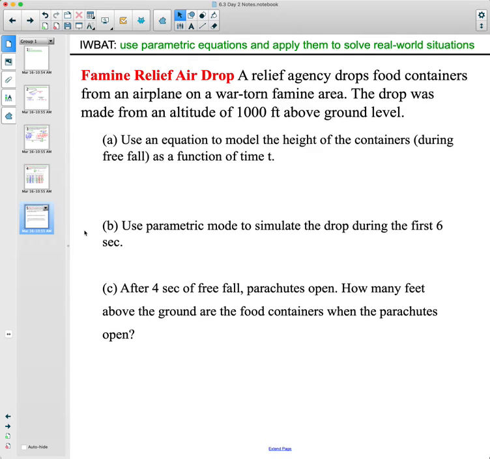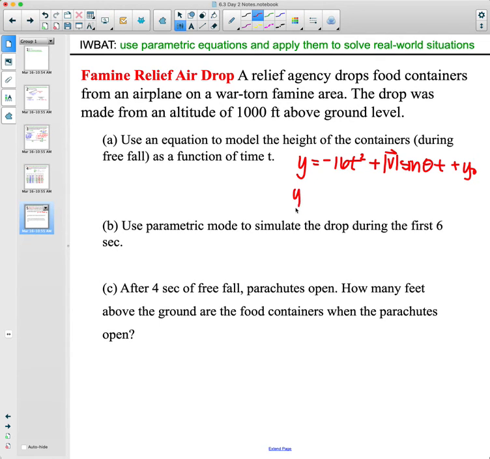All right, famine relief airdrop. A relief agency drops food containers from an airplane on a war-torn famine area. The drop was made from an altitude of 1,000 feet above ground level. Use an equation to model the height of the containers during the free fall. Height was our Y value equation. And that Y value, remember, is -16 t squared plus the initial velocity times sine of the initial angle of the drop times t plus the initial height.